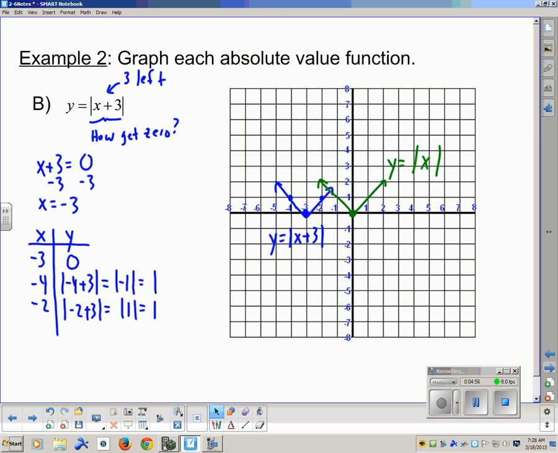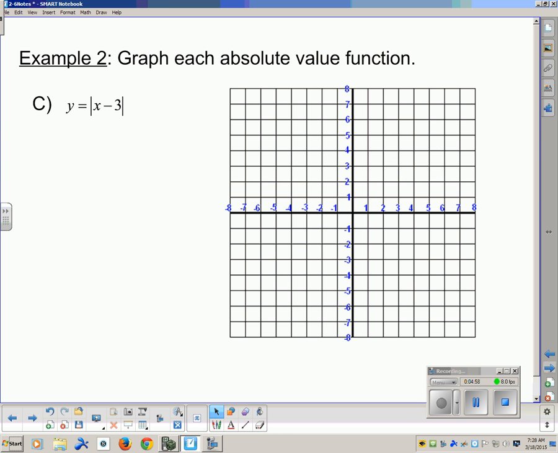So if that's true when you're adding, what do you think happens when you subtract? Well, I'm thinking this one here is going to shift it 3 right from 0, 0. So let's kind of think about it. Again, how do we get 0?